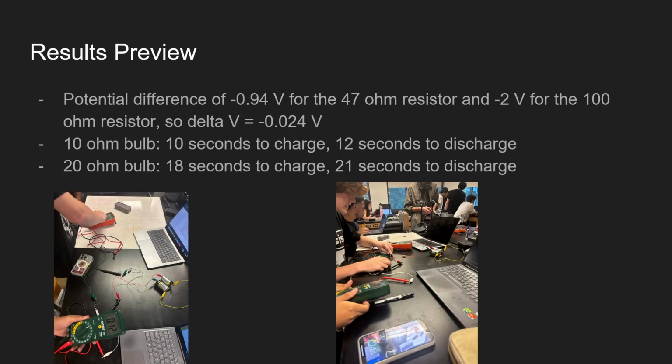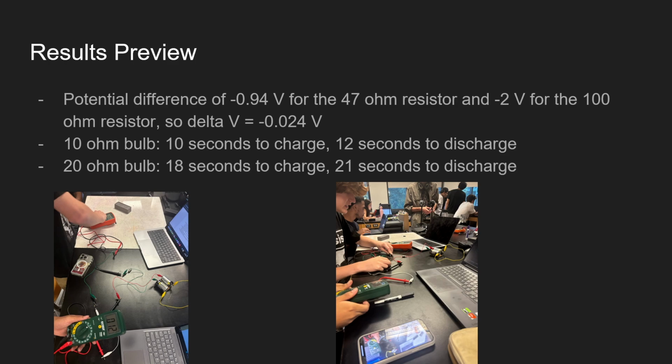Preview of our results: the potential difference of negative 0.94 volts for the 47 ohm resistor was recorded, and for the 100 ohm resistor it was negative 2 volts, so delta V was negative 0.02 volts for the whole circuit.